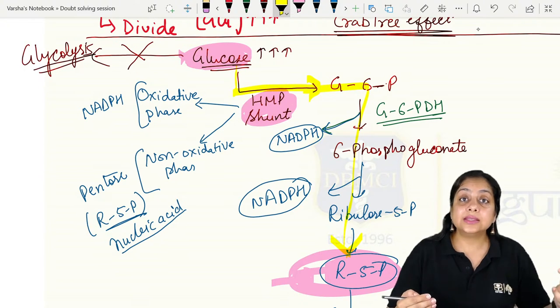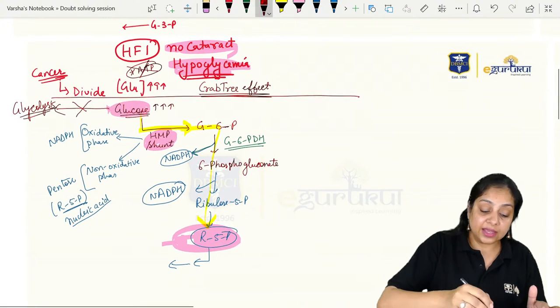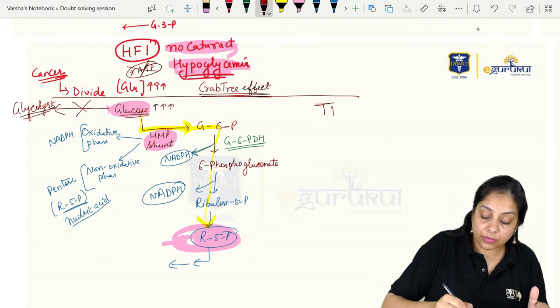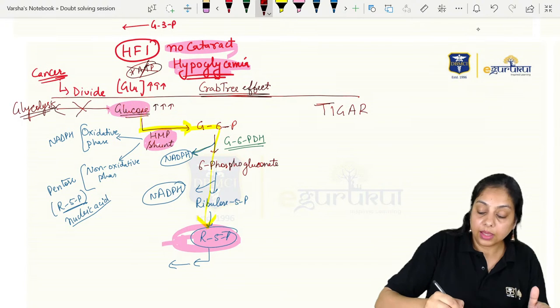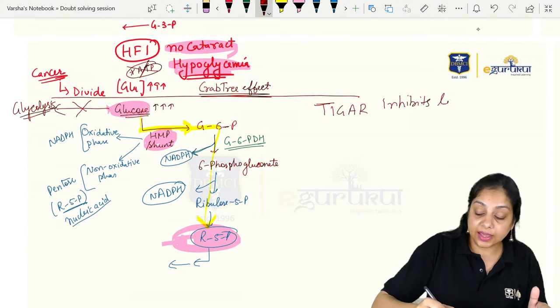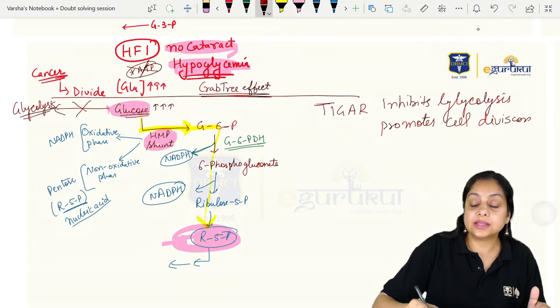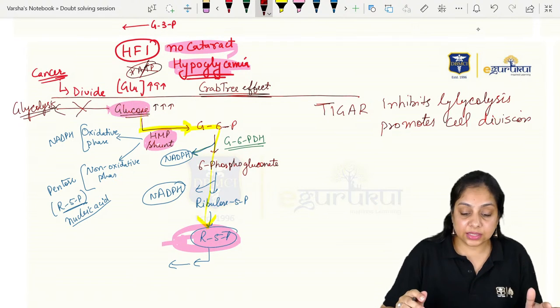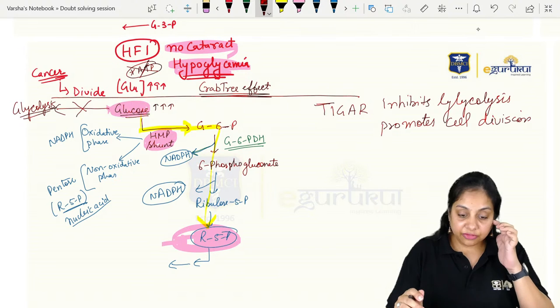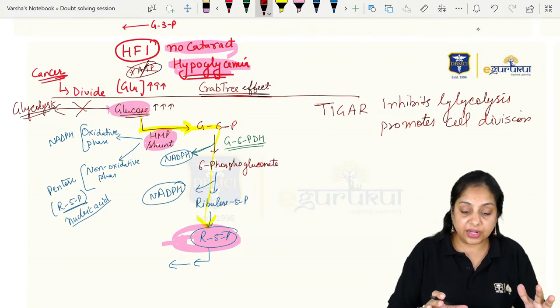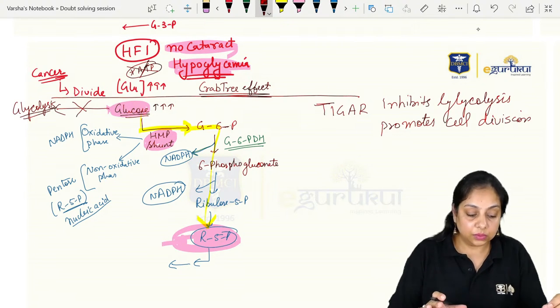So TIGAR, in a nutshell, what can I say? It inhibits or reduces glycolysis and promotes cancerous cell division. Am I right? Everybody got this point? This is the one fact I wanted to tell you.